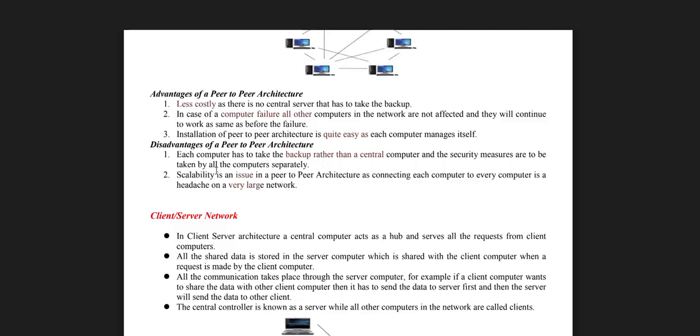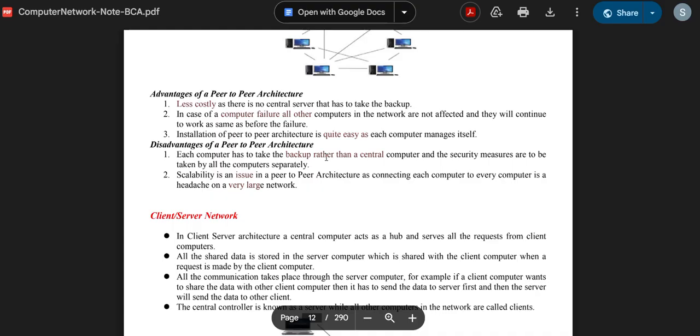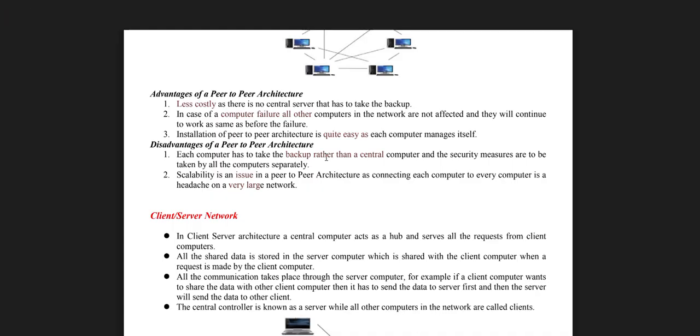Disadvantages of this architecture: backup has to be done on each computer rather than on a central computer, and there are security concerns. Scalability is an issue in the peer-to-peer network architecture, connecting each computer to every computer.